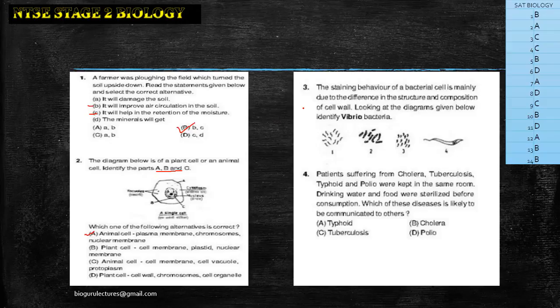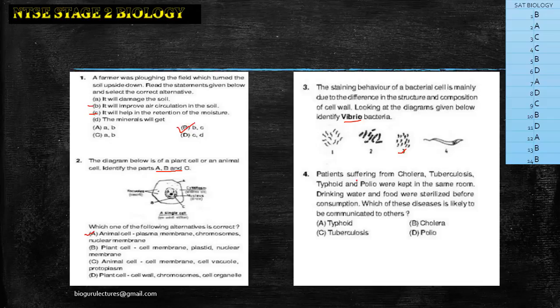Third one. The staining behavior of a bacterial cell is mainly due to the difference in the structure and composition of cell wall. Looking at the diagrams given below, identify Vibrio bacteria. So the term Vibrio refers to the comma shaped, and here the answer C or 3 is the right answer.